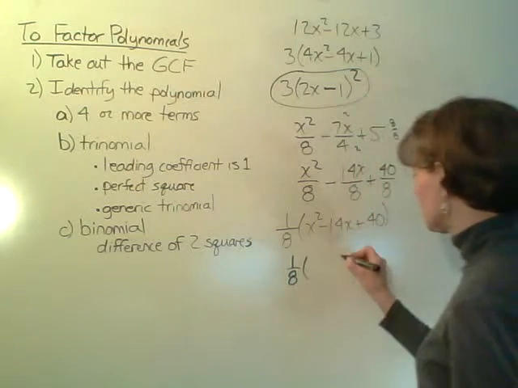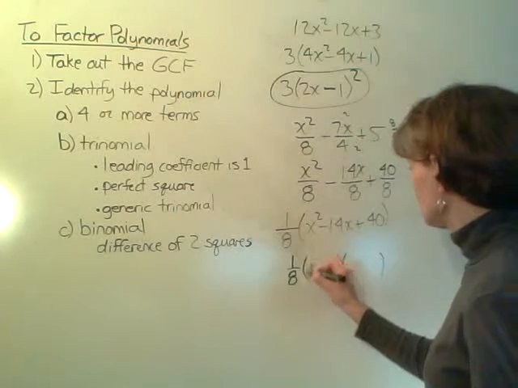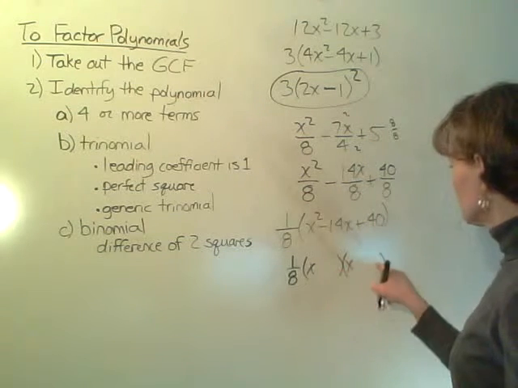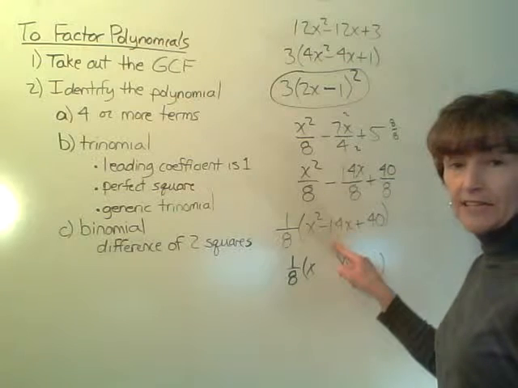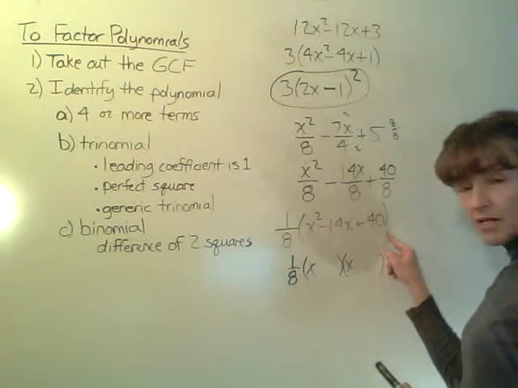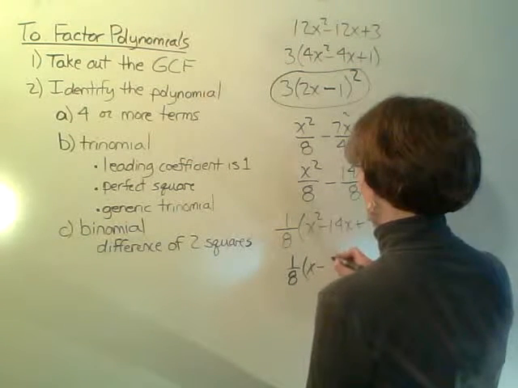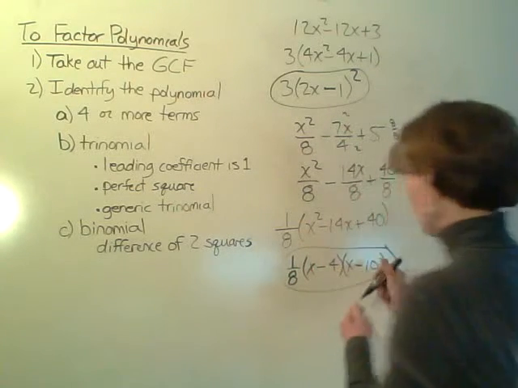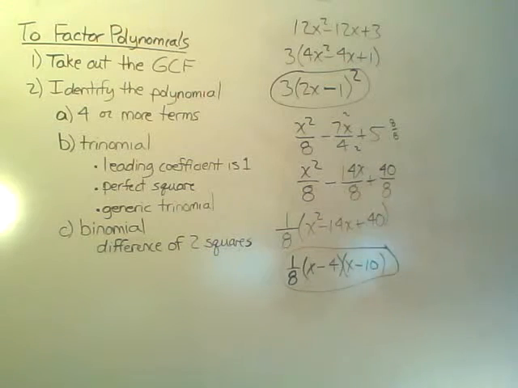So there's my 1/8. And then x will go here because it's the square root of the first term. The last number determines what goes here. My two numbers here have to multiply to give me a positive 40 and add to give me a negative 14. Well, 4 and 10 multiply to give me 40, and they add to give me 14, so I'm going to make this minus 4 and minus 10. Here again, it does not matter if you write the x minus 4 first or the x minus 10 first.